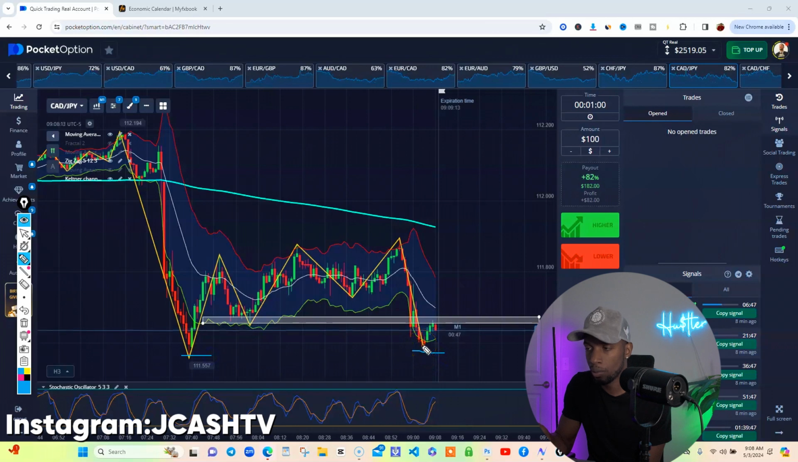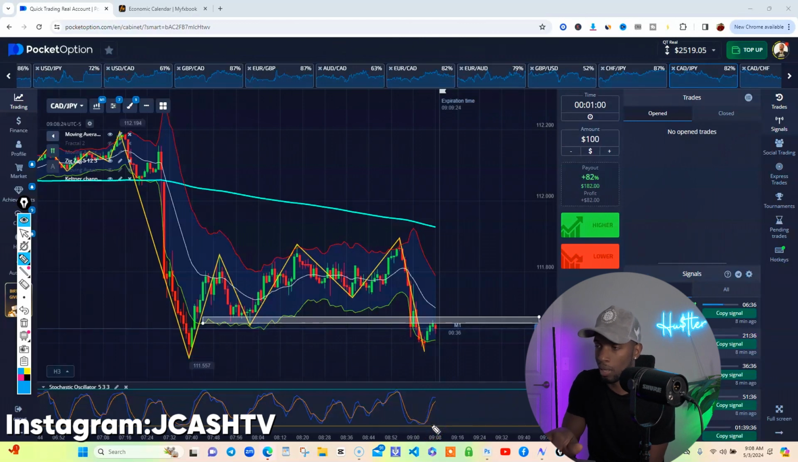Usually the market will want to come down and create a new low. So if that's the case, it will do it. I also pay attention to these signals over here because right now everything is saying buy. So I would be a little cautious on selling right now. It may still have room to go up.